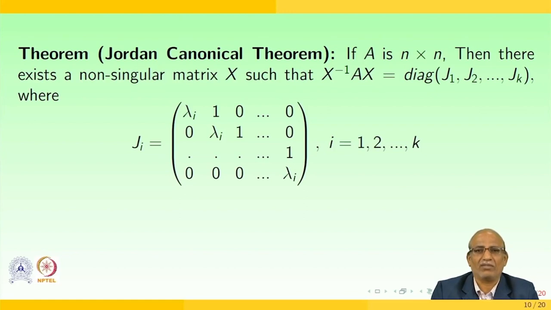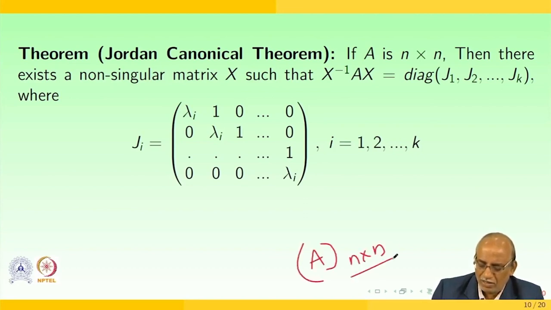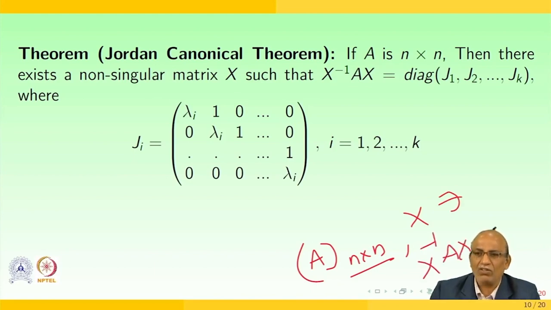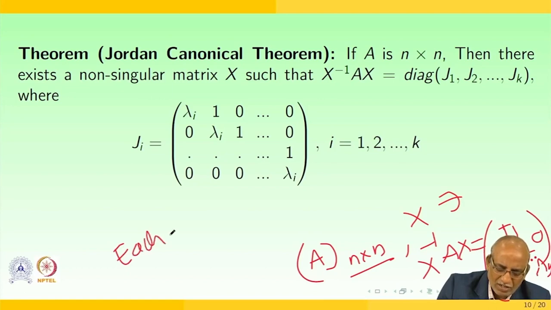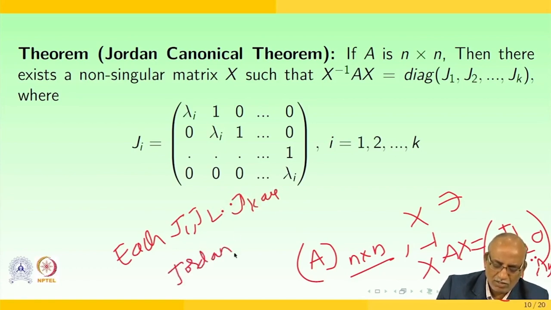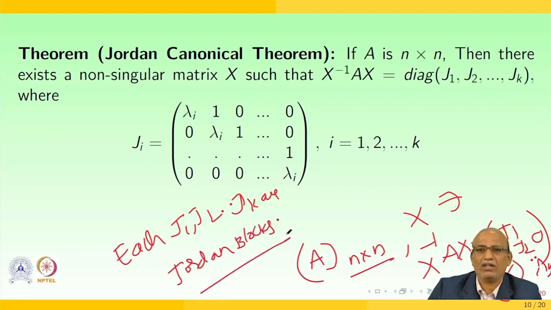In the form of a theorem, Jordan canonical form: if A is an n by n matrix, then there exists a non-singular matrix X such that X inverse AX is equal to diagonal of J1, J2, up to JK, where each of J1, J2, etc., JK are Jordan blocks. So, that means we are able to find block diagonals, where the matrix computation becomes much easier.